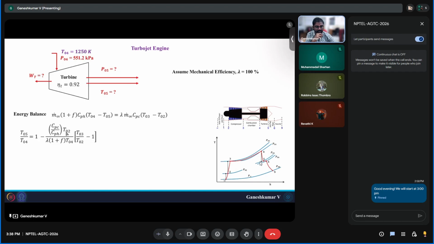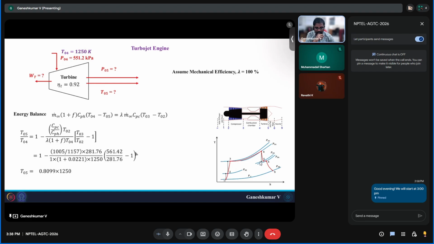I just rearranged it in a familiar way, which you can do, or you can directly substitute the numbers here and directly find T05. It's totally fine. You can either find T05 by T04 or directly find it. There's no problem in that. And if you substitute these values here, you will end up having T05 to be 0.8099 times 1250, which is 1012.33 Kelvin. So your temperature of the hot gases is reduced from 1250 to 1000 Kelvin.